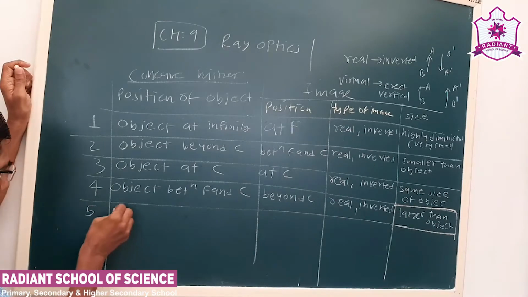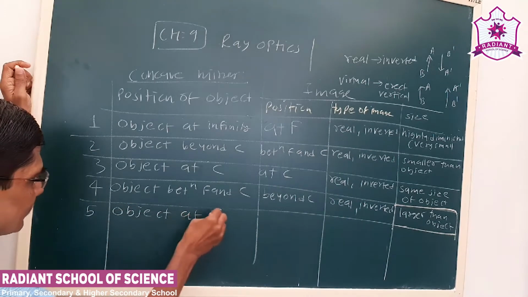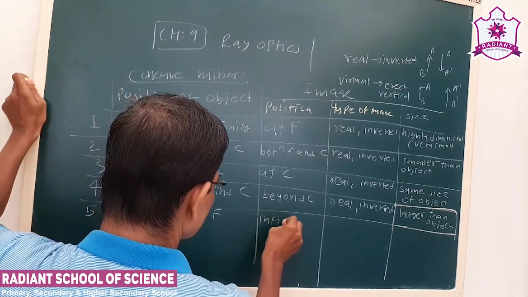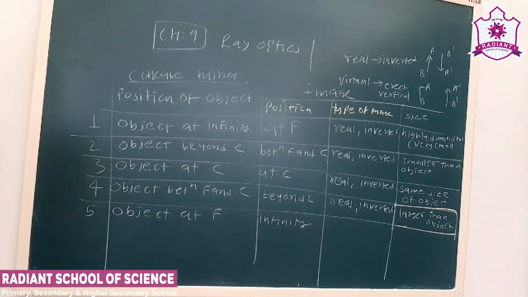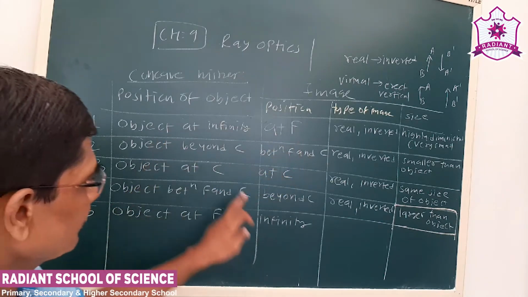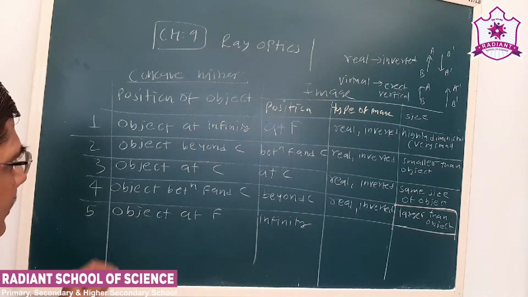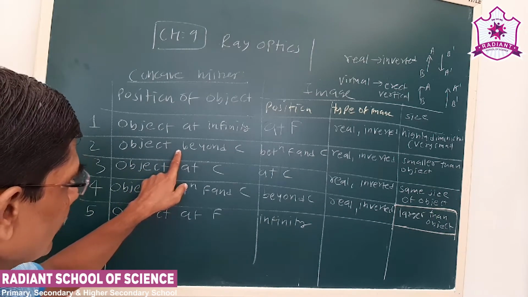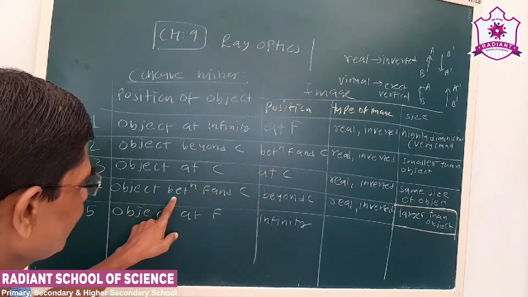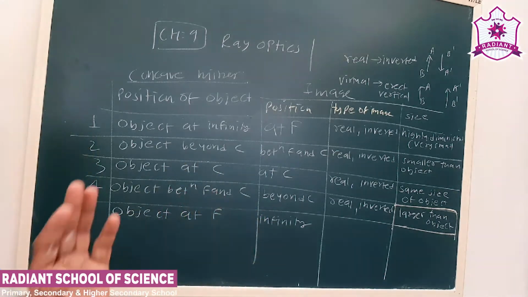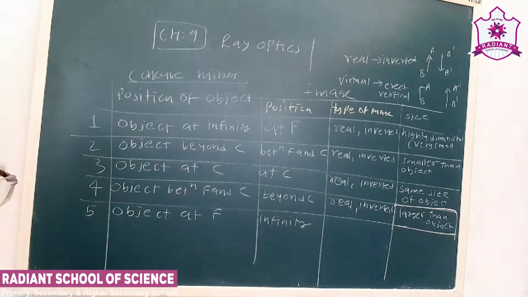Fifth, object at F. Then the image will be at infinity. This will be the reciprocal of this: when the object is at infinity, the image is at F. When the object is at F, the image will be at infinity. Here also it will be the reciprocal of the object beyond C, where the image is between F and C. Here the object is between F and C, the image will be beyond C. You will observe this while doing practicals in the laboratory also. Your calculation will come like this only.